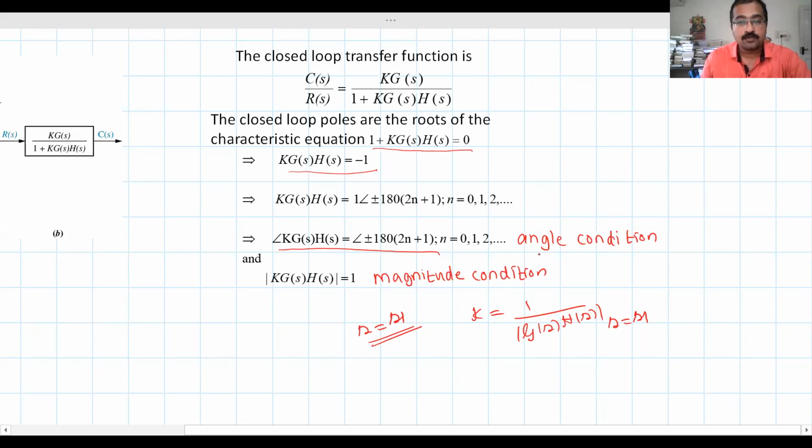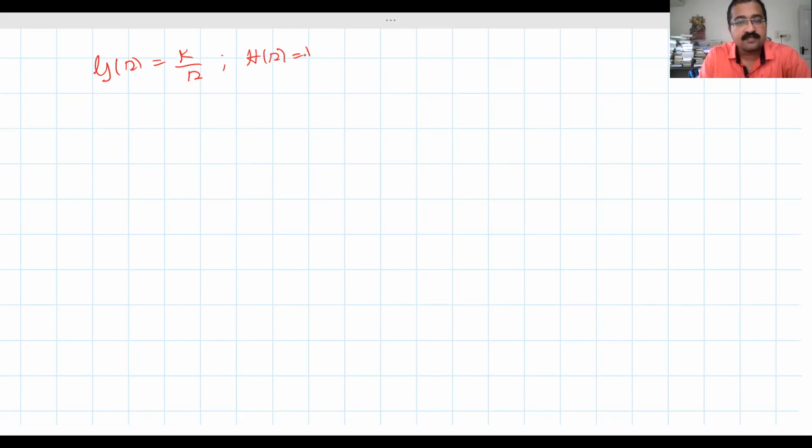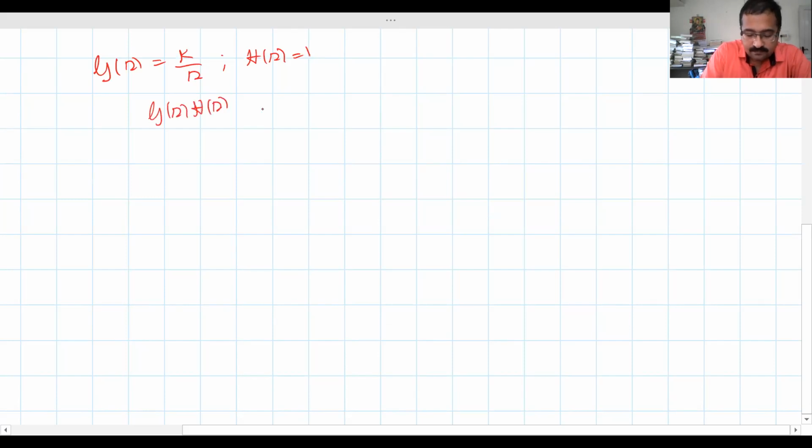Now we will take up one or two numerical examples. Assume that in the first example you are given G(s) equals K by s. Your open loop plant is given, and H(s) is 1, so it is a unity feedback system. The open loop transfer function G(s) H(s) is K by s, which has a pole at the origin. So the open loop pole is at s equal to 0, and it is fixed.